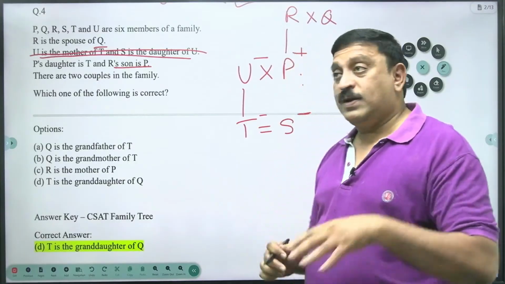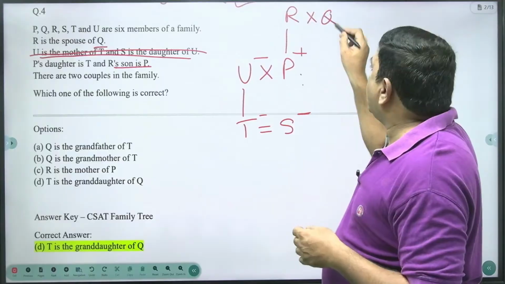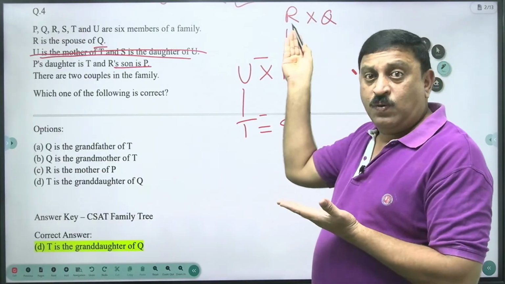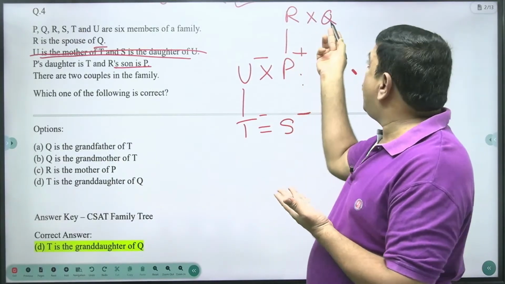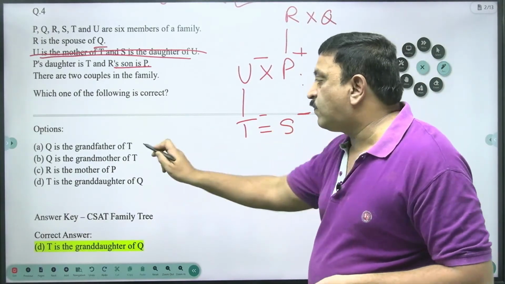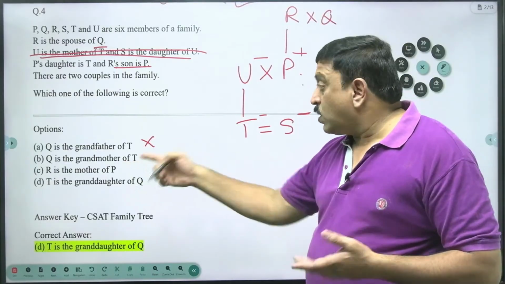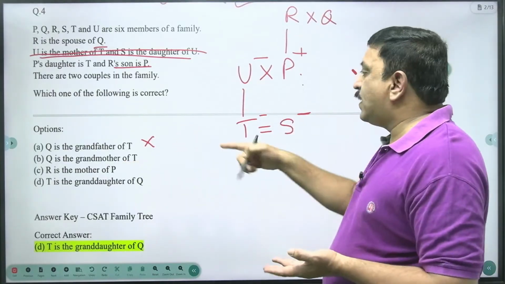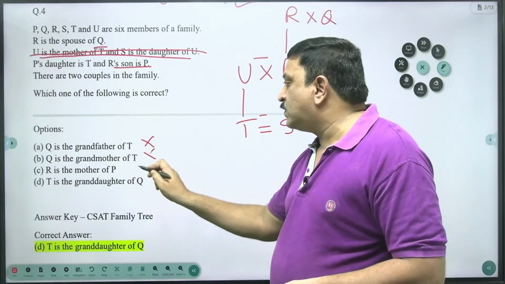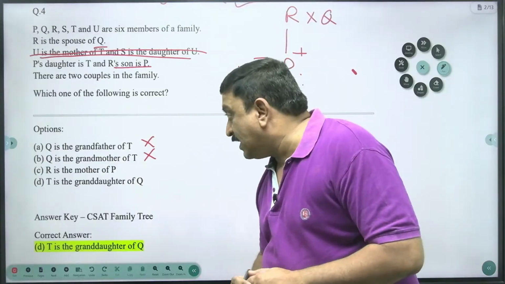Which of the following is true? Q is the grandfather of T. Who knows? He may be male or female. We don't know that one. So we can't say directly that Q is the grandfather of T. And Q is the grandmother of T, that is what indirectly they said. Either of the cases we can say, but we can't say definitely.